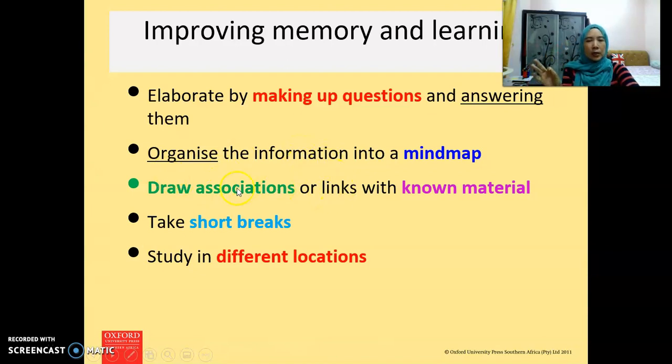Another thing that you can do is to take a short break. When you're studying or when you're reading, you cannot read for 3 hours straight. You have to take a short break in between. For example, take a short break to go to the toilet, to drink, or even though you do not have anything to do, you just stop for a few seconds or a few minutes. It actually can refresh your memory.